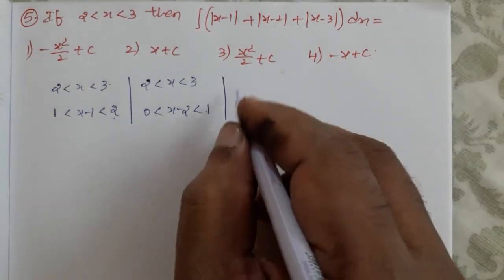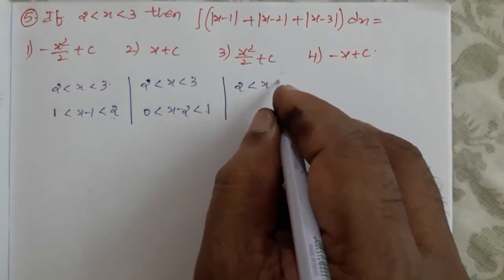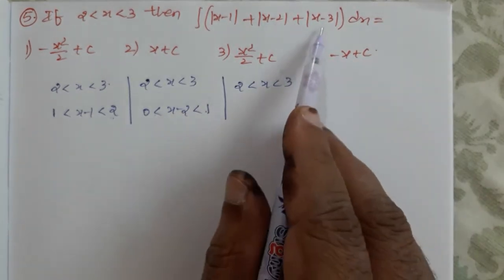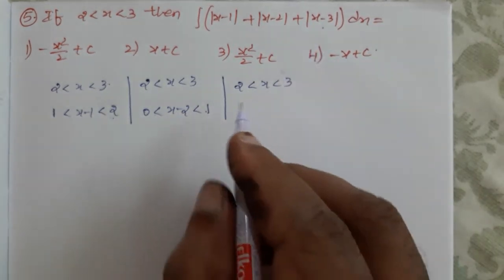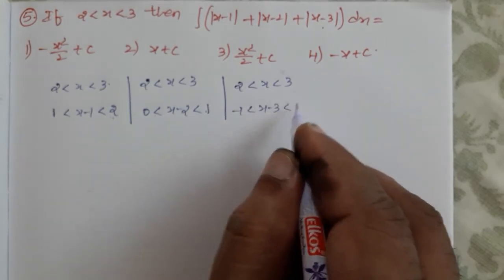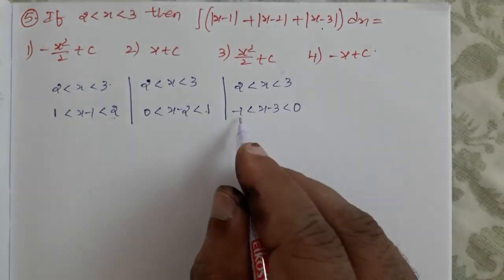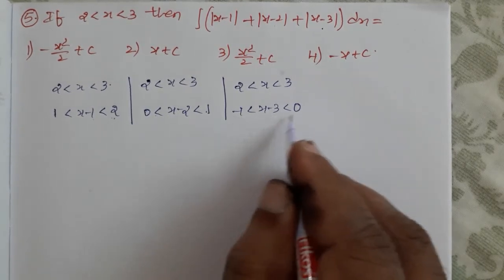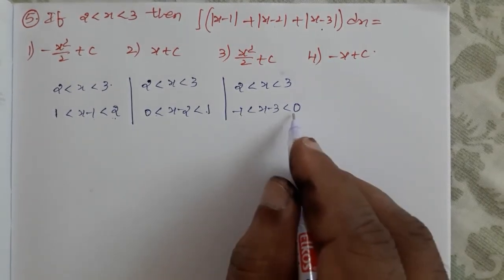Next one. Again I am writing the same thing: 2 less than x less than 3. Now we have to subtract 3. So 2 minus 3 means minus 1, less than x minus 3 less than 3 minus 3 means 0. Minus 1 to 0 is the negative interval.